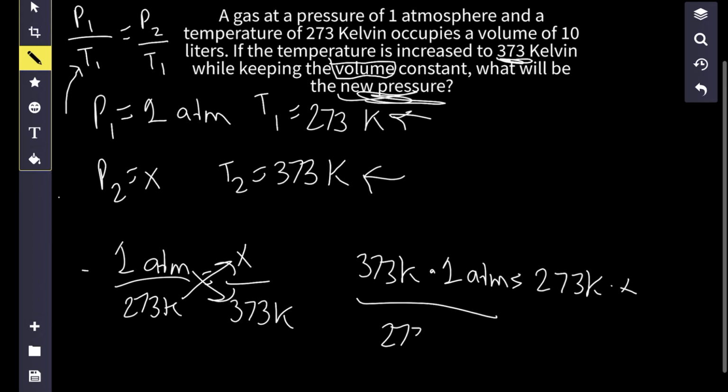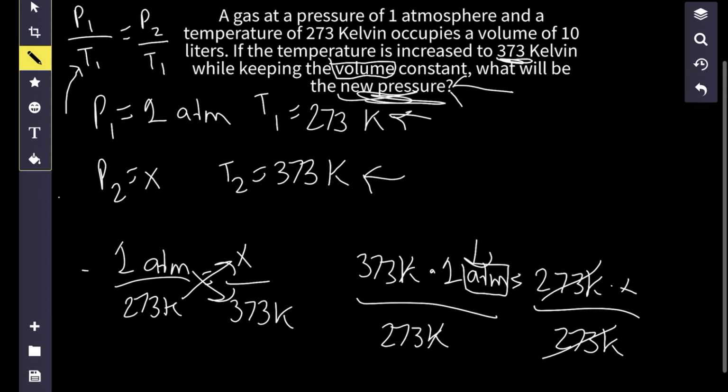Divide both sides by 273 degrees Kelvin, and you see the Kelvins cancel out. We're solving for a new pressure, and we're left with atm as our unit, which is what we want. So doing this, we're going to get x equals 373 divided by 273, that's just going to be 1.366, and then a bunch of other digits.